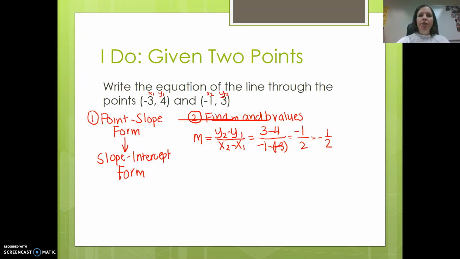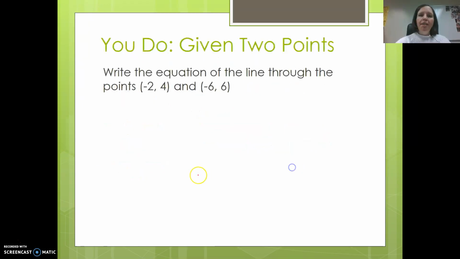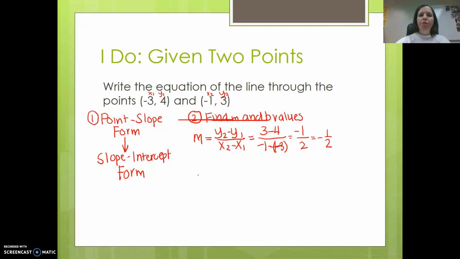So first thing you're going to do is find the slope. The next thing you're going to do is write your equation with as much information as you had. So I have y equals -1/2 x plus, I don't know the b value. At this point, I've written the equation with the slope, but I need to know what the y-intercept is. So how can I find that y-intercept value?